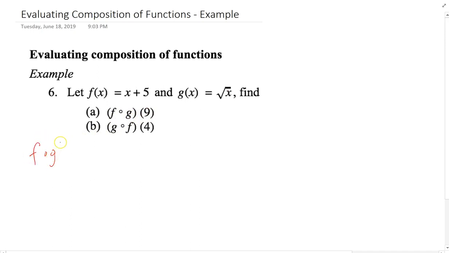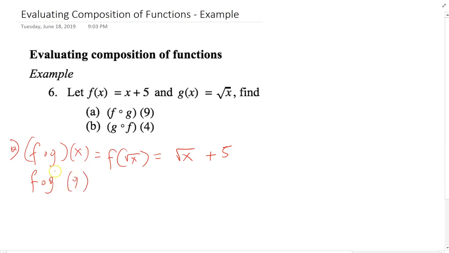F of the g of x, which we found out earlier, but let's do it one more time, will be the f of radical x, and that will be radical x plus 5. And now what we want to do is find f of the g of 9, which means you plug in 9 for x here, so that's going to be radical 9 plus 5, which will be 3 plus 5 equals 8.